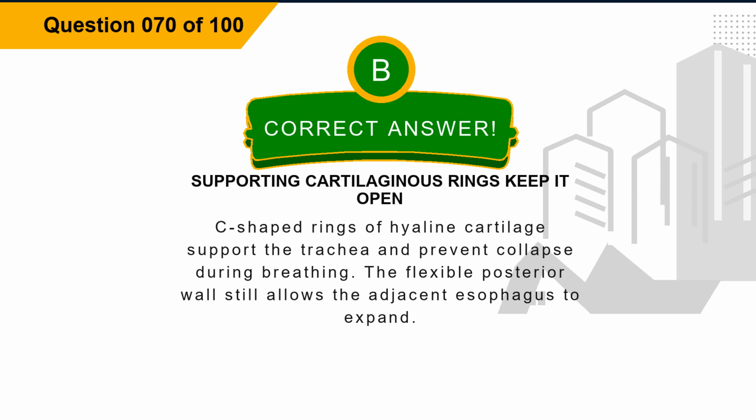Explanation. C-shaped rings of hyaline cartilage support the trachea and prevent collapse during breathing. The flexible posterior wall still allows the adjacent esophagus to expand.